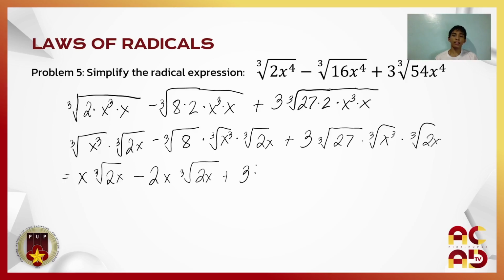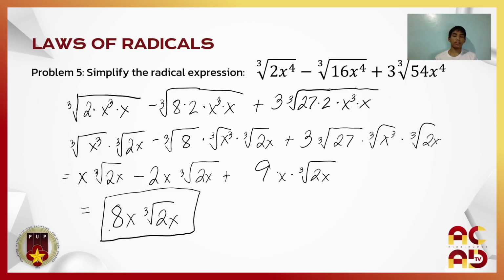Add 3 times what is the cube root of 27, that is 3. And then, what's the cube root of x cubed? That is x. And then, multiply natin yan dito sa the cube root of 2x. So, itong 3 times 3, pwede na natin siya masimplify as 9. Okay? So, perform na natin yung operations. So, x minus 2x, that is negative x, plus 9x, that is 8x. And then, copy the cube root of 2x. And this must be the final answer.